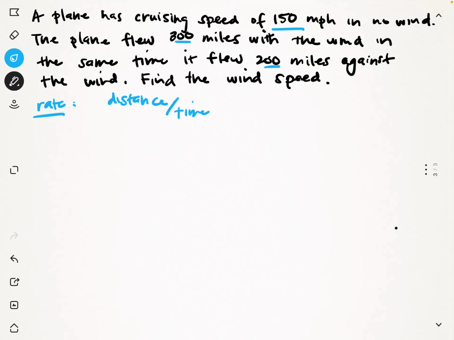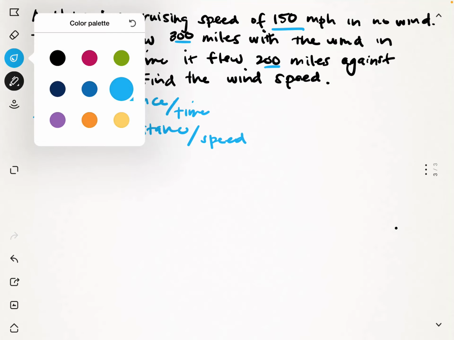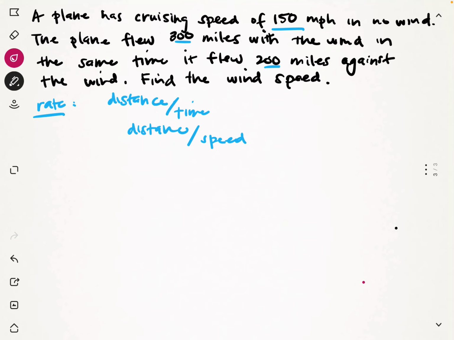Or in this case, what we can think about it is we're going to find the distance over the speed because our time was the same. So those of you who did science, this is related to this formula: distance equals rate times time. So what we're doing here is we're trying to solve this for time, because the time is going to be the same, yeah?